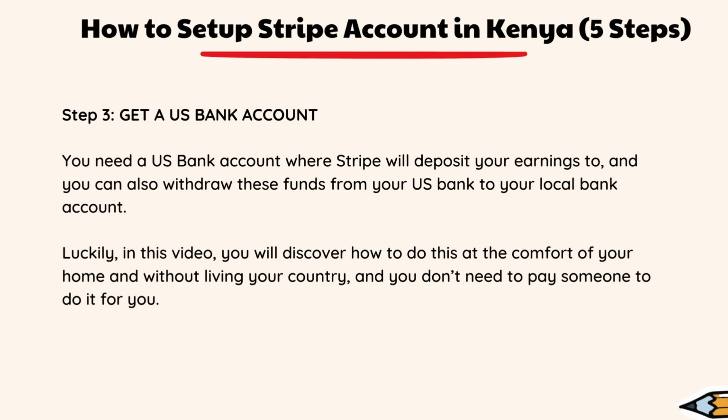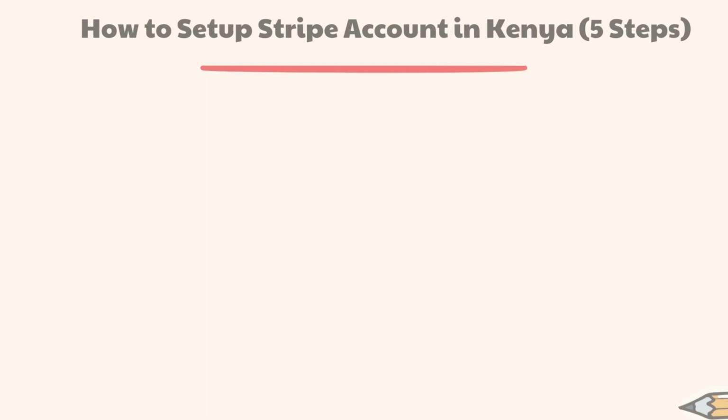Step 3 is to get a US bank account. You need a US bank account where Stripe will deposit your earnings to, and you can also withdraw these funds from your US bank to your local account in your country. Luckily, in this video, you will discover how to do this at the comfort of your home and without leaving your country. You don't need to pay someone to do it for you.